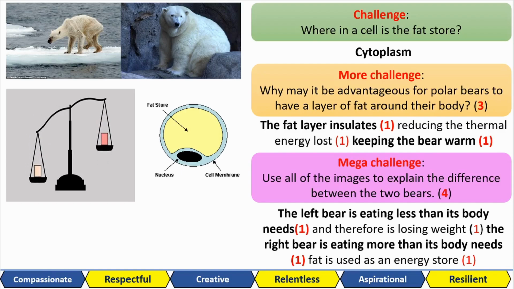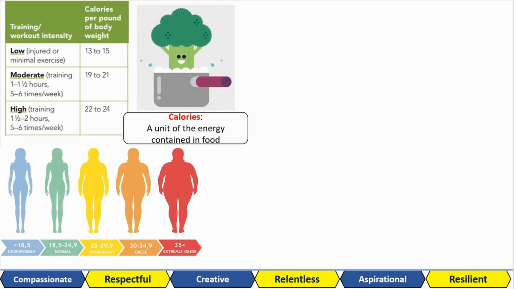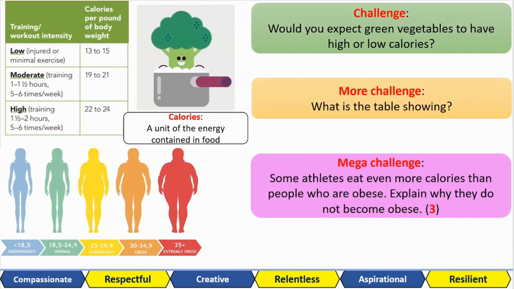But the bear on the right is the opposite. It is eating more energy than its body needs, so its body is storing that extra energy as fat. The scales are here to remind you of the simple equation that energy is never created or destroyed, it's just converted from one form to another. Here the bottom image shows BMI, which is your body mass index, and some other information here as well to help you answer these challenge questions here.